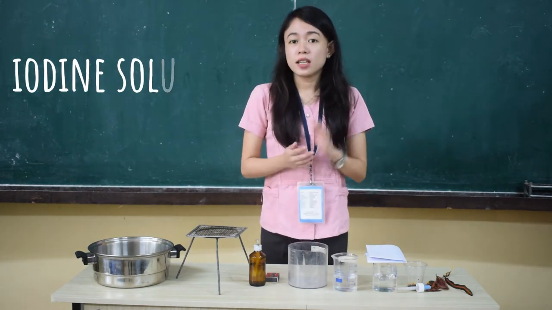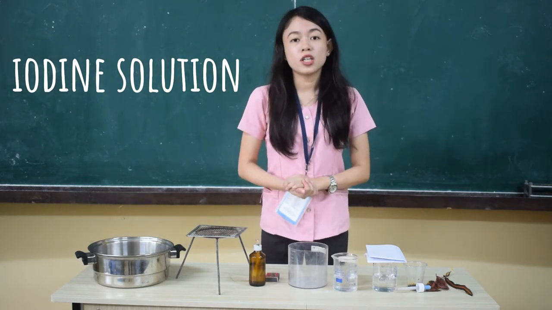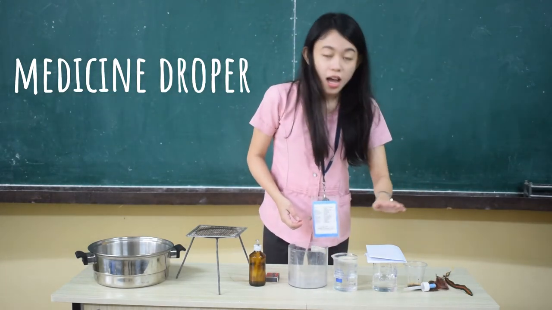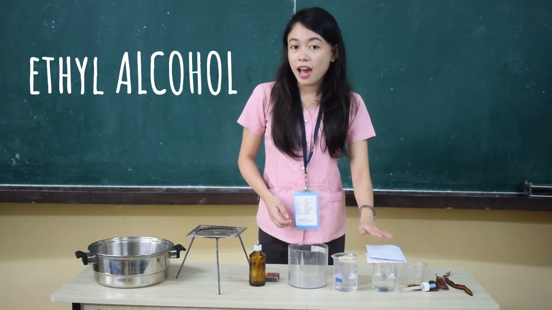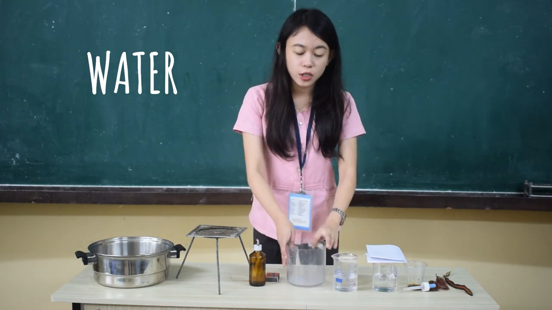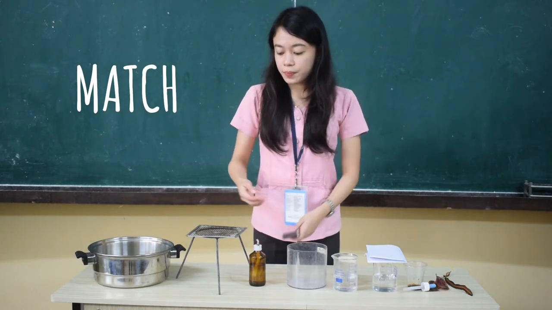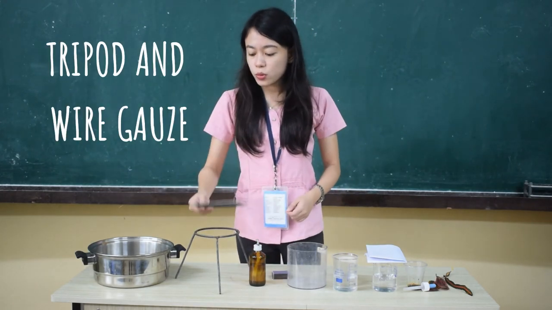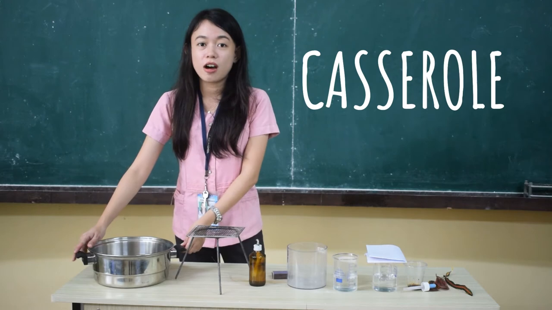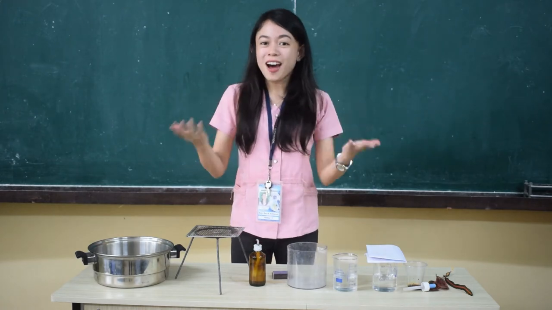Iodine solution, but since we don't have iodine solution, I will be using povidone iodine, commonly known as betadine, a medicine dropper, alcohol, specifically ethyl alcohol, water, and since we don't have a petri dish, I'll be using this container later, a match to light the alcohol lamp, a tripod, and a wire gauze. And we have here a casserole that we will be using later instead of a water bath. We will just fill it with hot water. Okay, so come on, let's do the activity.